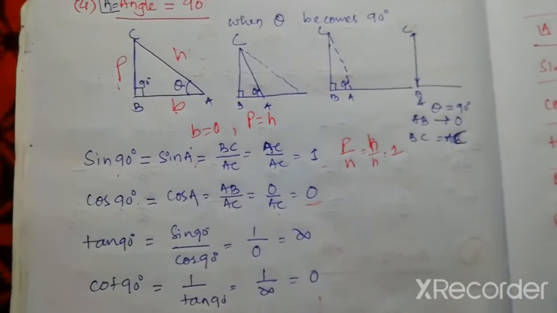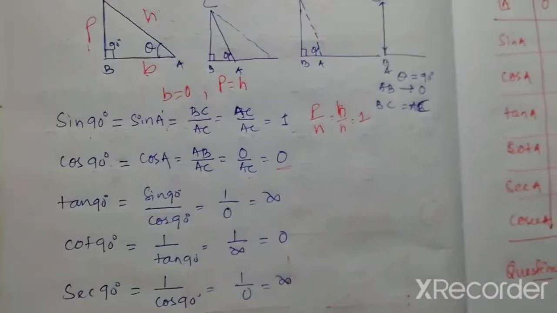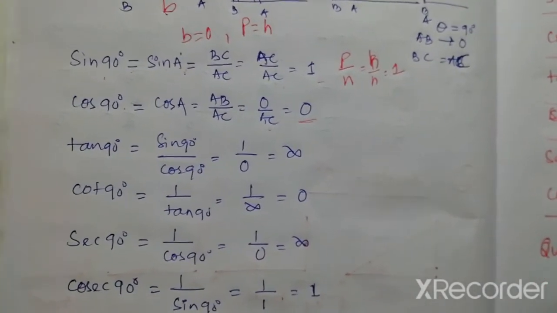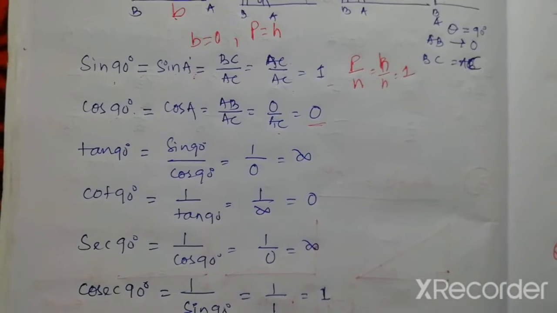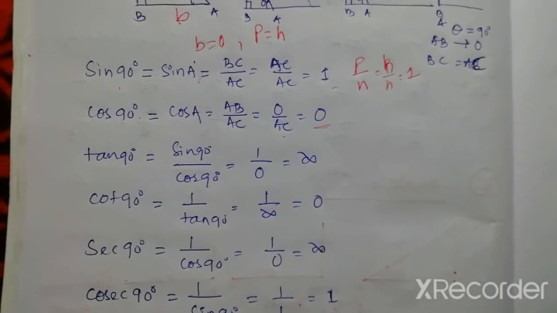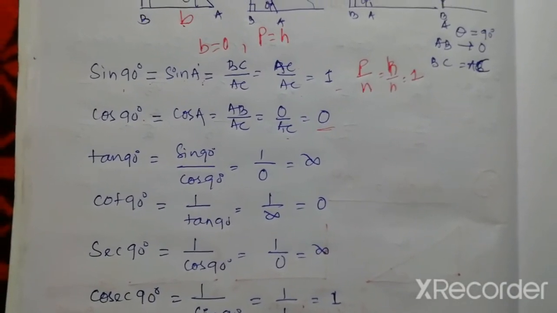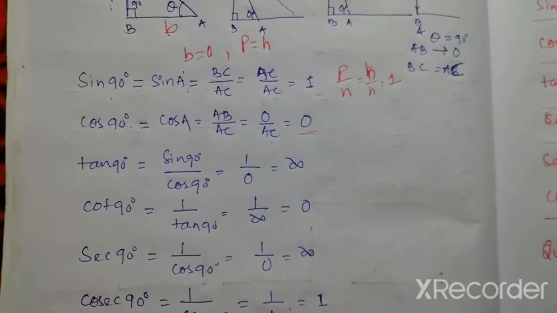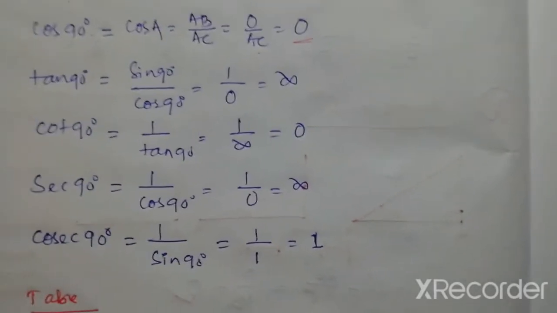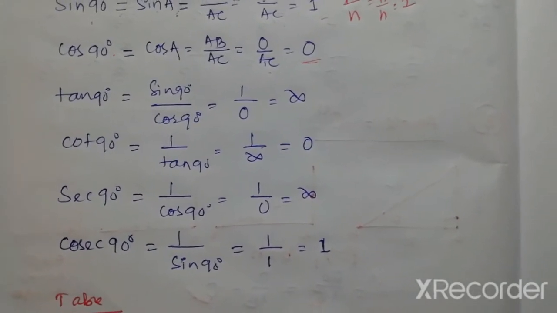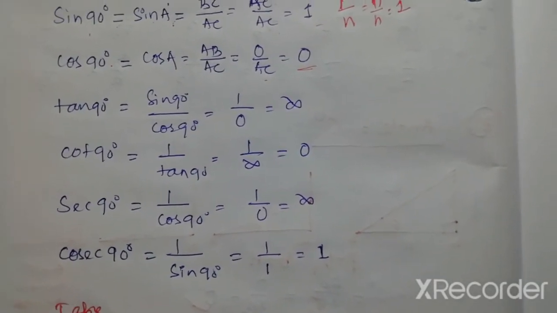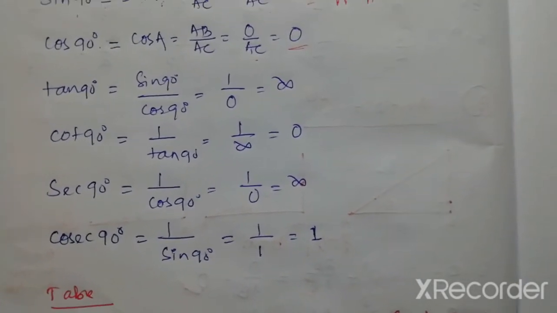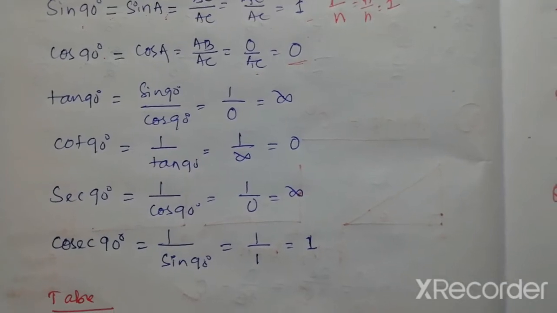You now find out sin 90 and cos 90. You can find one from the other without looking at the figure. Now tan 90 is equal to sin 90 by cos 90, which is 1 by 0, equal to infinite. Like that cot 90 is 1 by tan 90. Tan 90 is infinite, 1 by infinite is 0. Sec 90 is equal to 1 by cos 90, 1 by 0, equal to infinite. Cosec 90 is 1 by sin 90, which is 1 by 1, equal to 1.